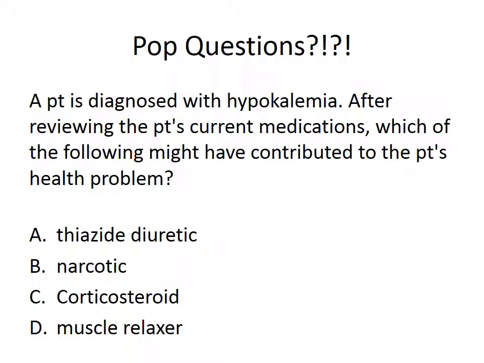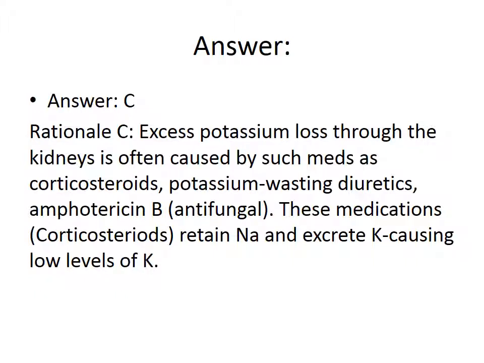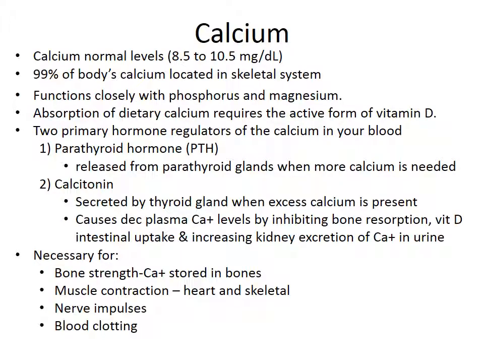A patient is diagnosed with hypokalemia. After reviewing the patient's current medications, which of the following problems might have contributed to the patient's health problem? C. Excess potassium loss through the kidneys is often caused by such meds as corticosteroids, potassium-wasting diuretics, amphotericin B, which is an anti-fungal. These medications cause retention of sodium and excretion of potassium, causing low levels of potassium.